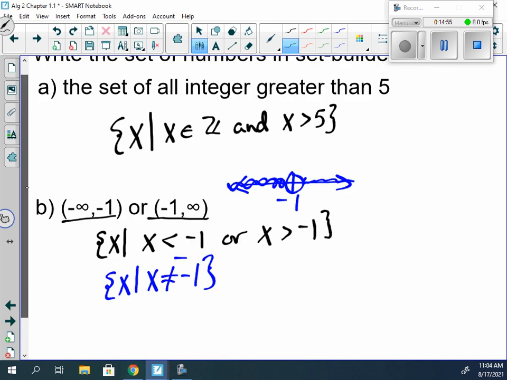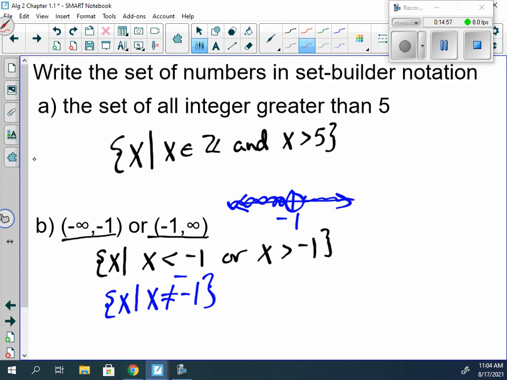So, going back up here, you don't have to rewrite it, okay? This here, x is an element of the integers such that x is greater than 5, is a correct way to write it. This is what our textbook was saying it wants us to use. The other way is correct also.